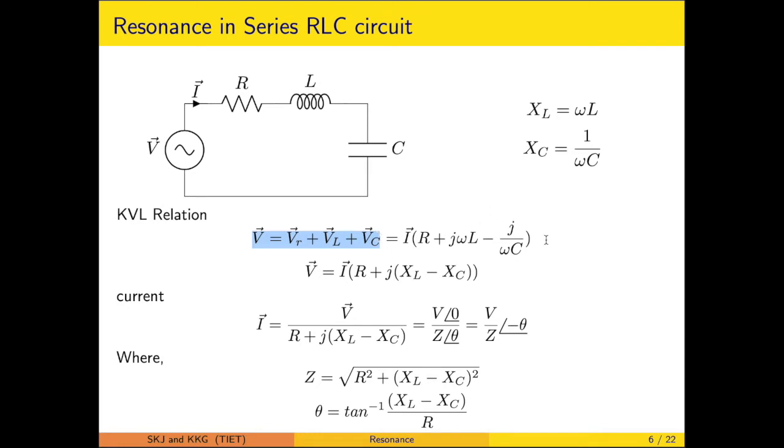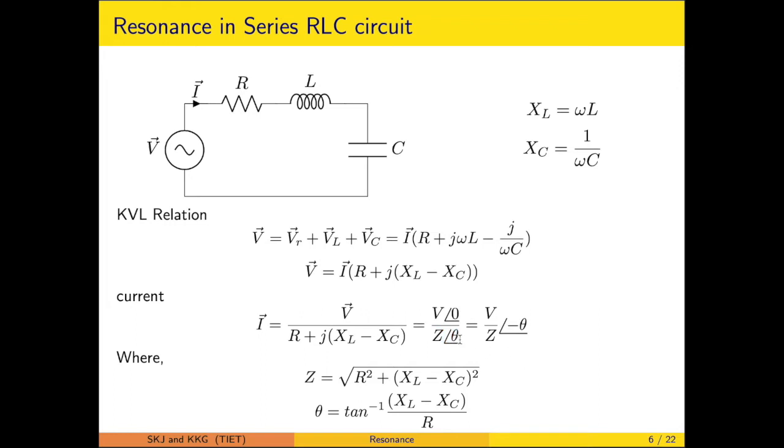We have already discussed the phasor relationship. Here the current is common, so the expression comes out to be I(R + jωL − j/ωC). Here ωL is the inductive reactance and 1/ωC is the capacitive reactance. The current in phasor form can be written as V∠0 upon Z∠θ, where Z∠θ is the polar form of representing the impedance.